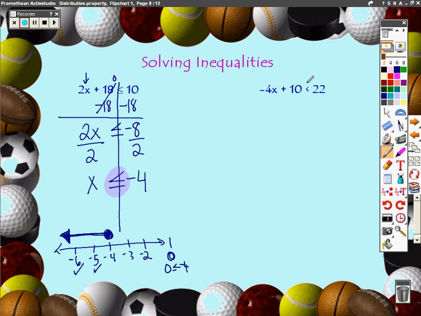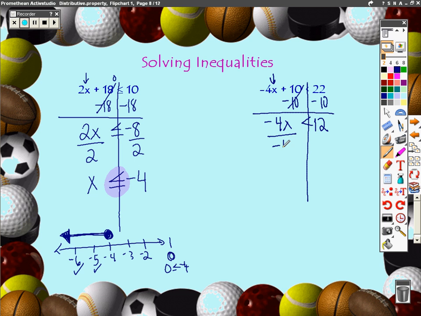So let's start the other one. It's just a little different. So what I'm going to do is take that line away so it's not quite so long. And I'm going to get the x by itself. So what do I do first? I subtract the 10 and subtract the 10. This leaves me negative 4x is less than 12.